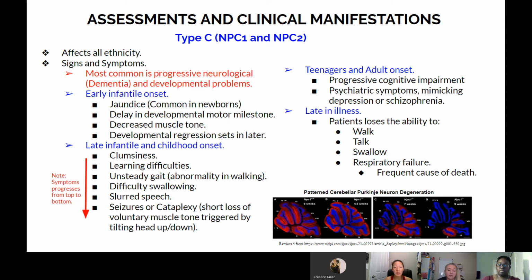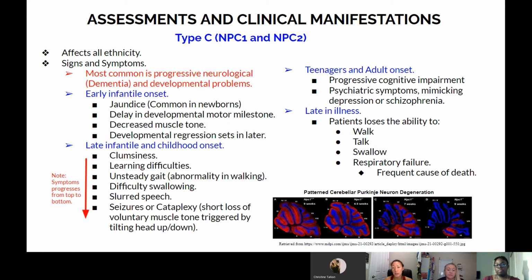For late infantile and childhood onset, the first common sign you'll typically see is clumsiness. You'll notice learning difficulties, down to slurred speech and seizures or cataplexy, which is a short loss of voluntary muscle tone.